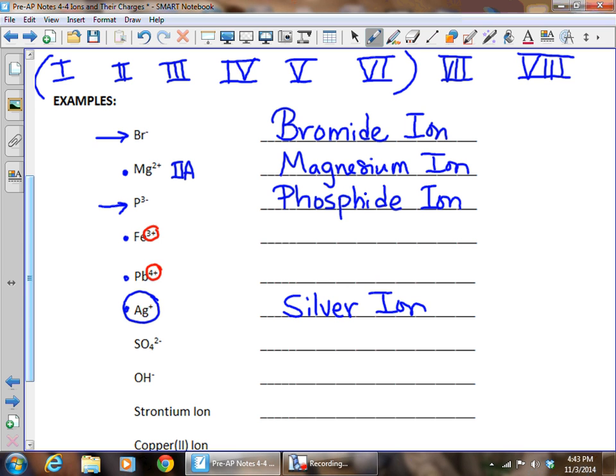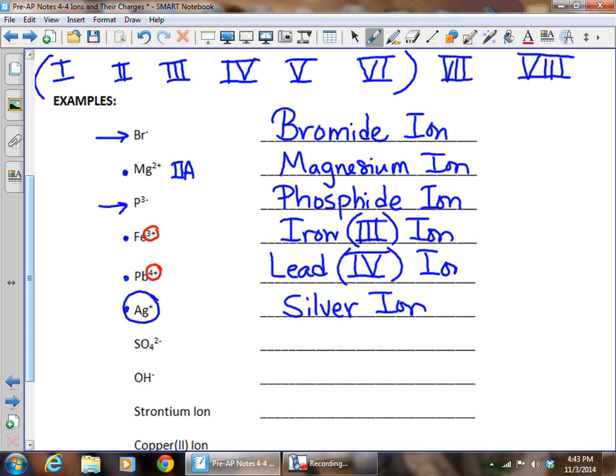So iron, since it has a 3 plus charge, is going to be the iron 3 ion. And lead, since it has a +4 charge, is going to be the lead 4 ion. Please do not put regular numbers. They must be Roman numerals.